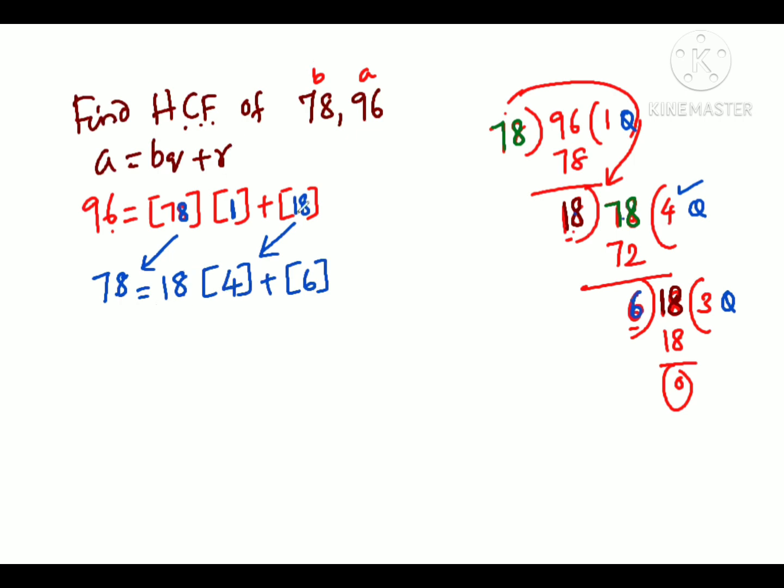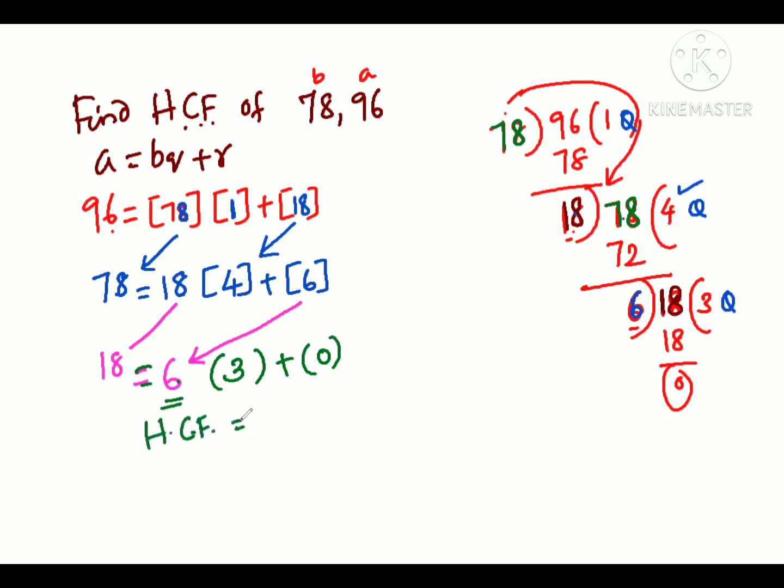Now take the previous divisor 18 as the new dividend and the remainder as the new divisor. Now we have to find two more numbers which satisfy A is equal to BQ plus R. How to find? Divide 18 by 6. 6 3s are 18, so we get remainder 0. Then the last divisor is taken as the HCF, so the HCF of 78 and 96 is equal to 6.